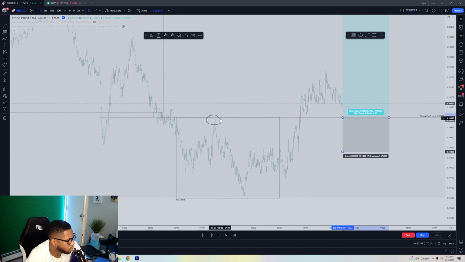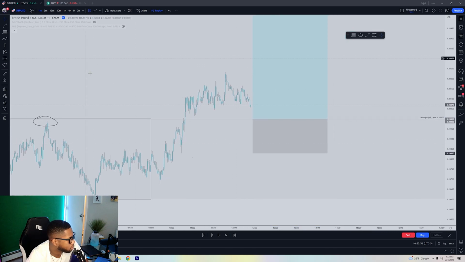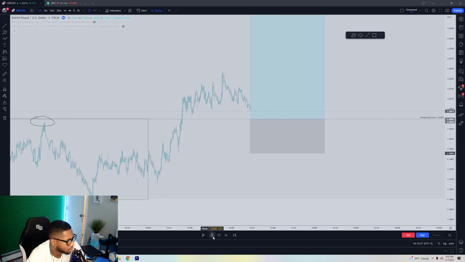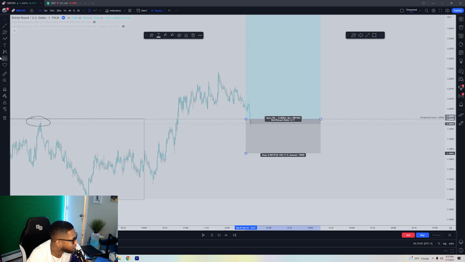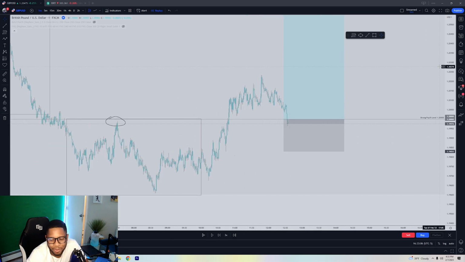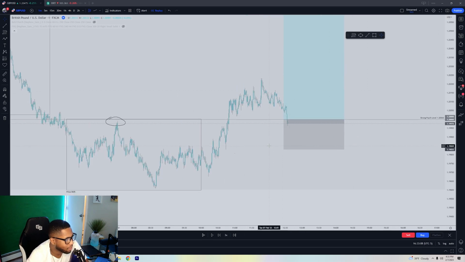So this high was broken. We came back. We're consolidating before the Powell news drop. And then we get this touch right around here. That right there is my entry. I was in about 3 pips of drawdown here because I'm very, very specific with the shorter time frames, and I try to dig in as much as possible.